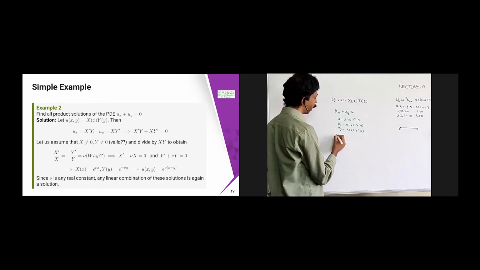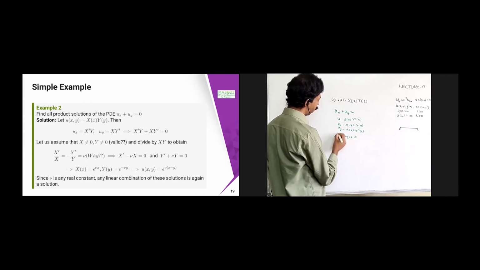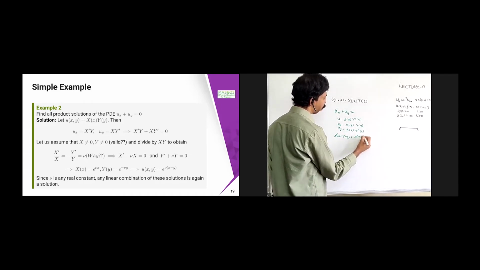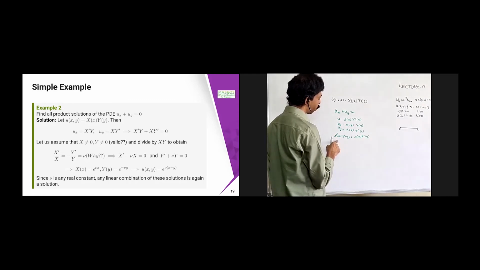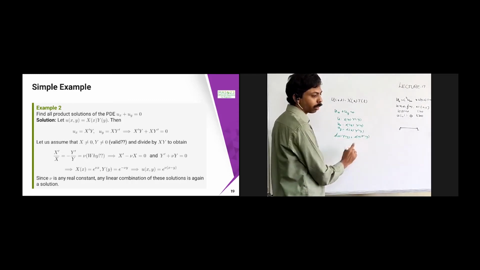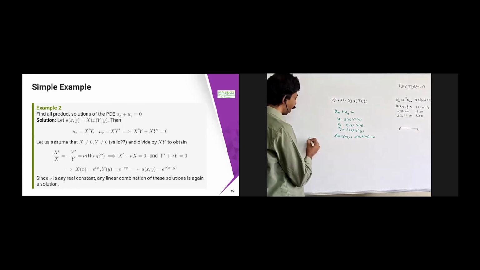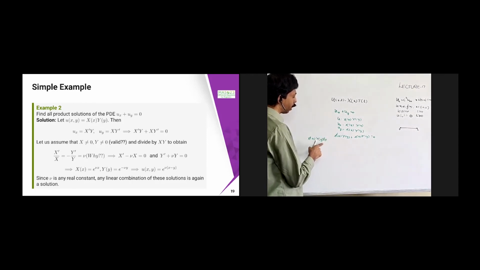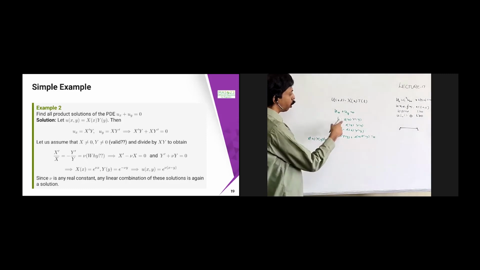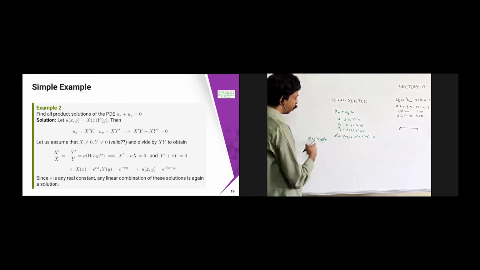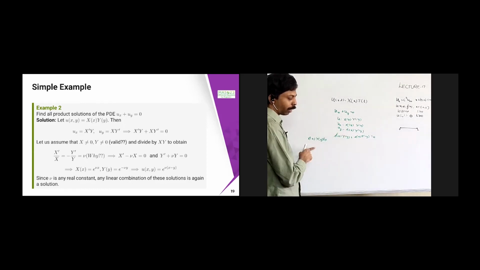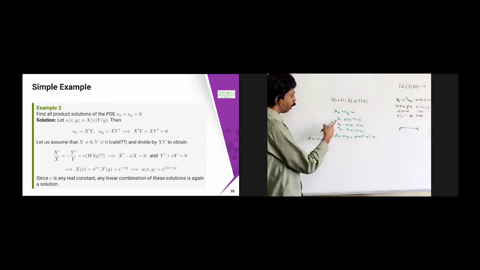Therefore, you can substitute it over here. This becomes X'(x) Y(y) plus X(x) Y'(y) equal to 0. Here the dash denotes differentiation with respect to x, and there with respect to y. Now I'm going to divide by X(x) into Y(y). I can divide comfortably because I'm assuming the product is not equal to 0. If Y(y) is 0 or X(x) is 0, then u is going to become 0, and you are going to get only the trivial solution.